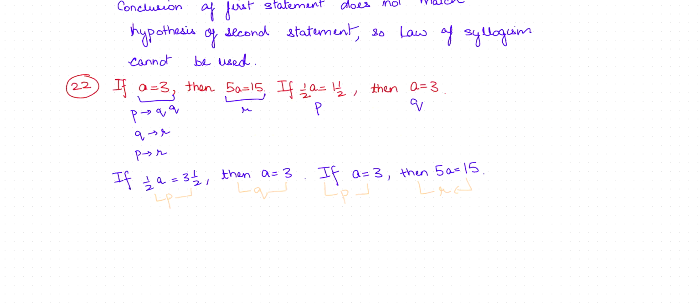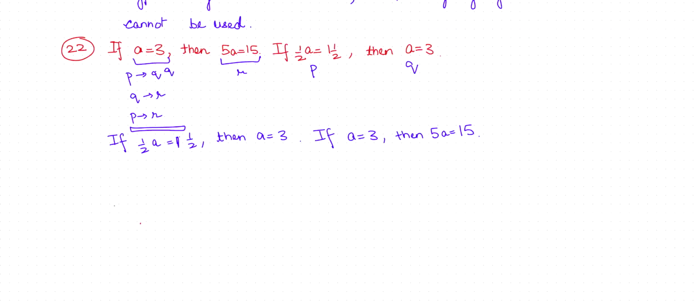So this will give us, if A by 2 is equal to 3 by 2, then A is equal to 3. If we put this as P, then this is Q, since we have rearranged it. If Q, then this is R. So if P, then Q, if Q, then R. Here we see that the conclusion of the first statement matches the hypothesis of the second statement. So if P then Q, if Q then R, then we can write if P then R.